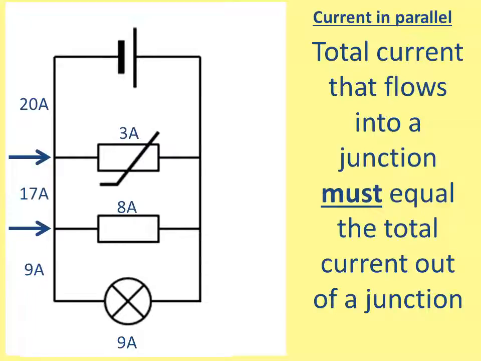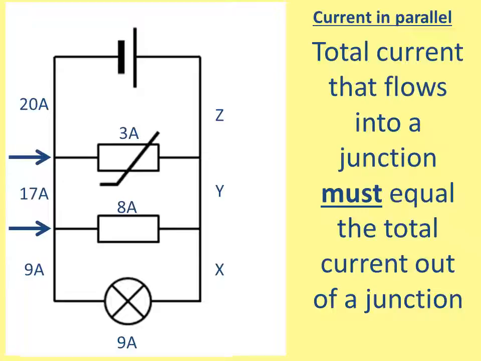Now you know that, have a pause of the video and try and work out what X, Y and Z are. As you can see from this diagram, the 9 amps from that bulb can't go anywhere. So therefore X must be 9 amps.